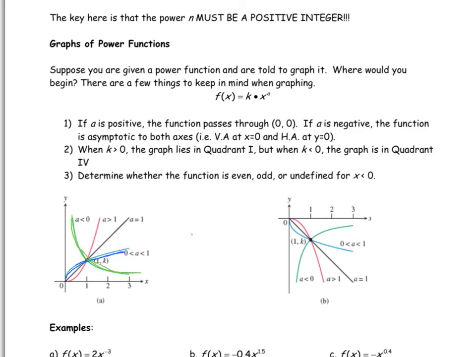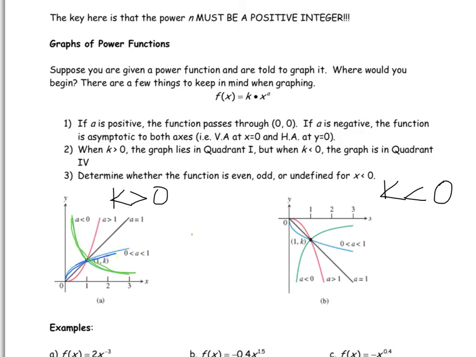Okay, now one of the things I need you all to realize is that if your k value is positive, so if k is greater than 0, it's in quadrant 1. If you're given a power function and your k value is less than 0, it's in quadrant 4. That's what it says here in step number 2.